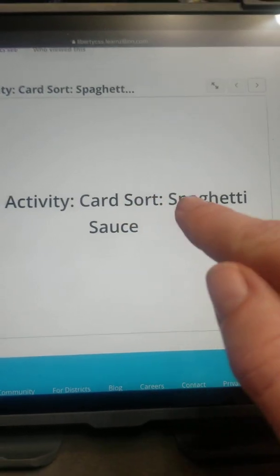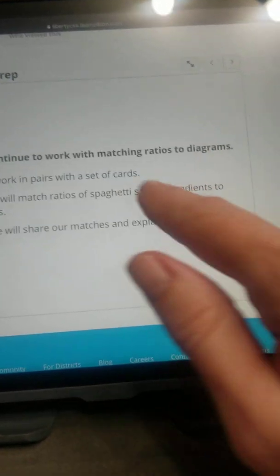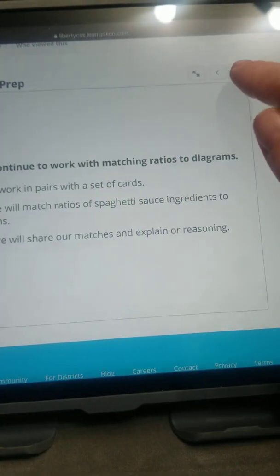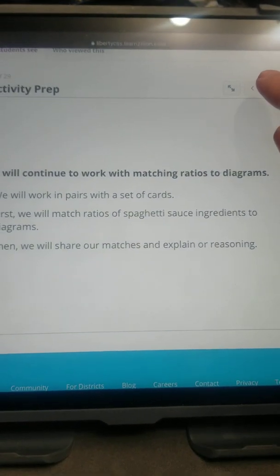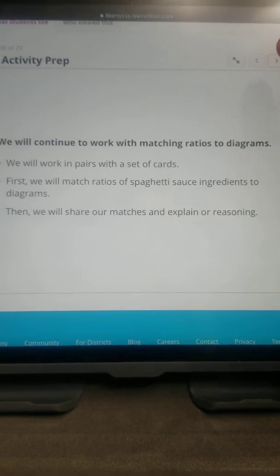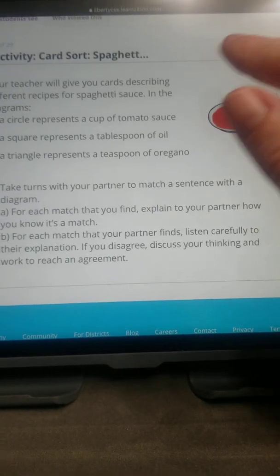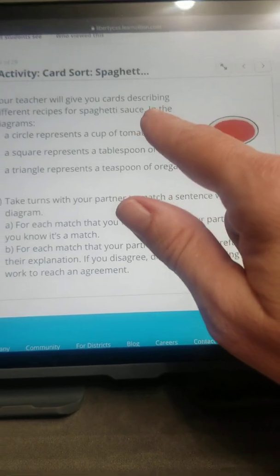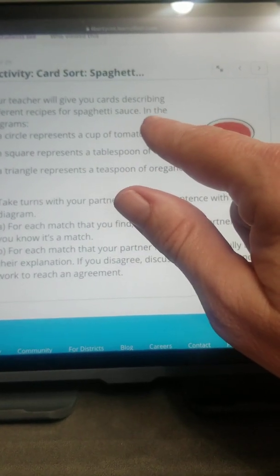Activity: card sort spaghetti sauce. We will continue to work with matching ratios. We will work in pairs with a set of cards. First, we will match ratios of spaghetti sauce ingredients to the diagrams. Then we share our matches and explain reasoning. Your teacher will give you cards describing different recipes for spaghetti sauce.